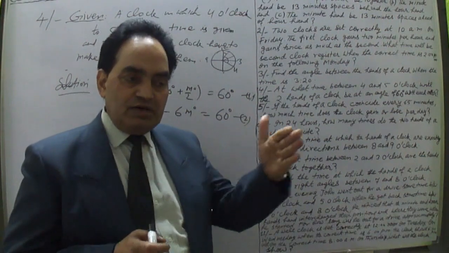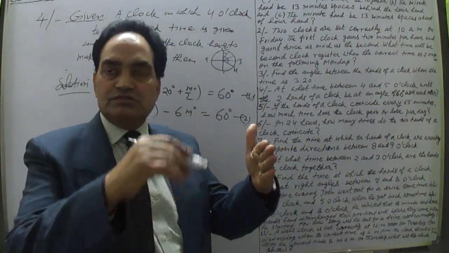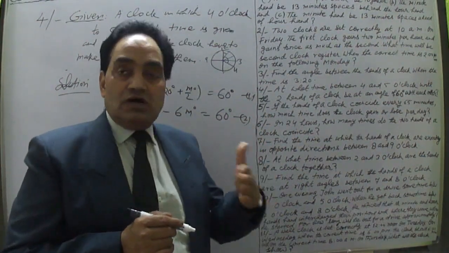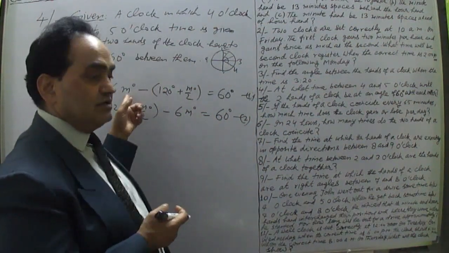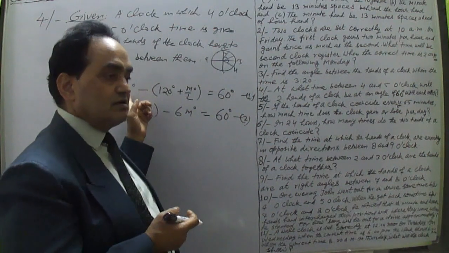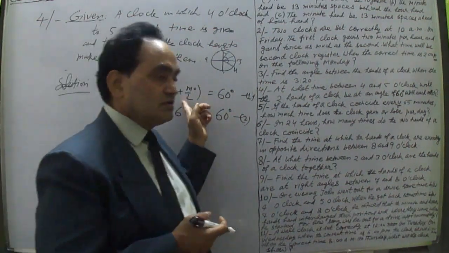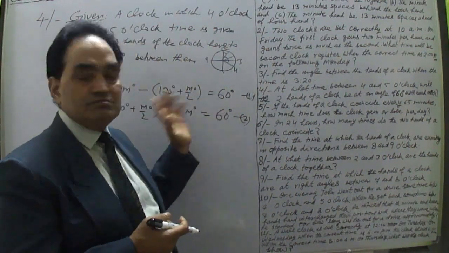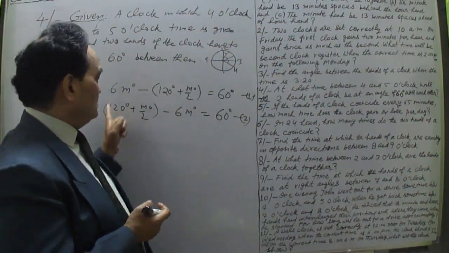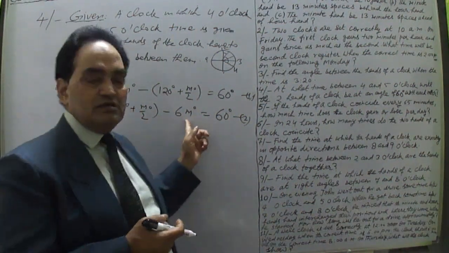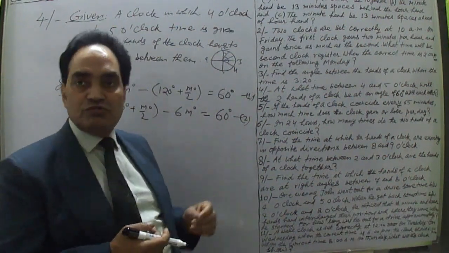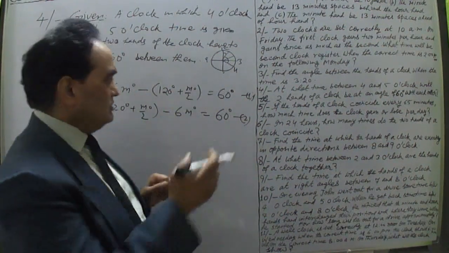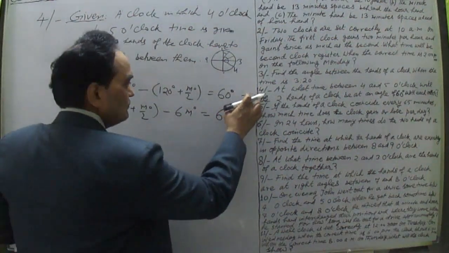An acute angle formation can be done in two ways. Either the minute hand is behind the hour hand and the difference is 60 degrees, or the hour hand is behind and the minute hand is ahead. The angle made by the minute hand is more than that of the hour hand, so the difference of these two is 60 degrees. Or the hour hand is ahead and the minute hand is behind, so this difference is 60 degrees. Two possibilities.